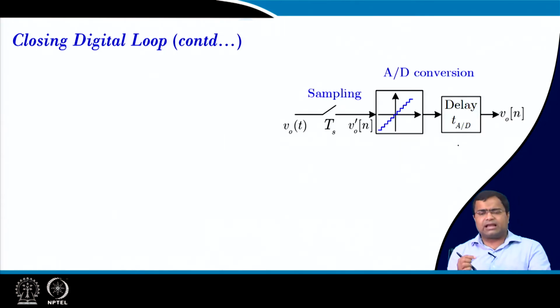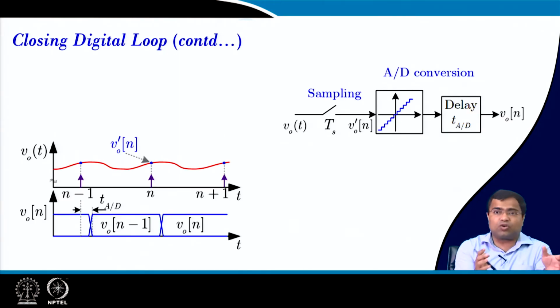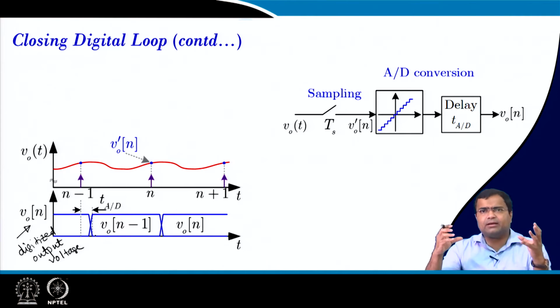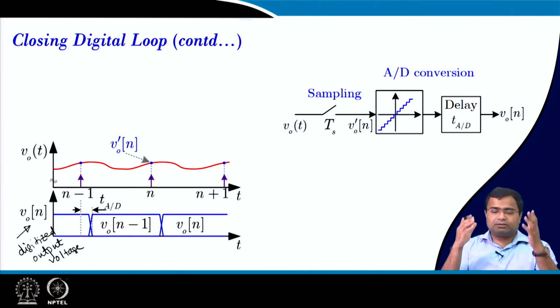And this conversion time, actually if we want to draw this timing diagram, this is the digitized output voltage. So, that means it will be a number. So, if it is an 8 bit ADC, then it will be an 8 bit number, and so on.